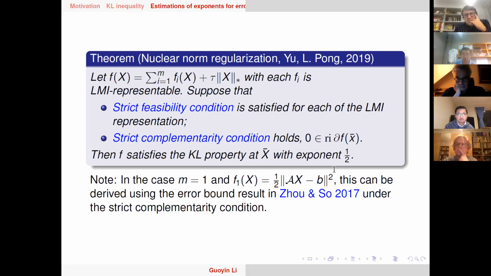So do you think you just get a similar result for the exponent, but with the singularity degree embedded in it? Yes, I think in that case you will get an exponent which is actually dimension dependent, I would say. But of course, you can possibly relax the strict complementary condition. I think that's what I would expect.